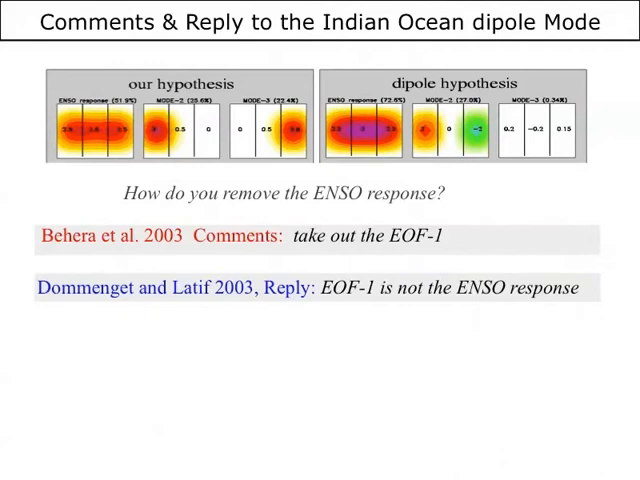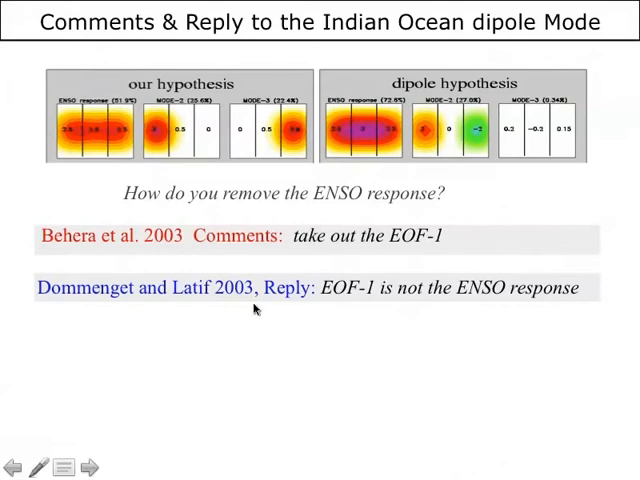But how do you actually remove ENSO? And I think this is where everybody who knows something about algebra knows it's wrong what they are doing. They take out EOF number 1 because they say EOF number 1 is ENSO, which is not true. A part of EOF number 1 is ENSO, maybe 50% of it, maybe 60%, but it's not ENSO. So you can't assume that EOF 1 is ENSO.